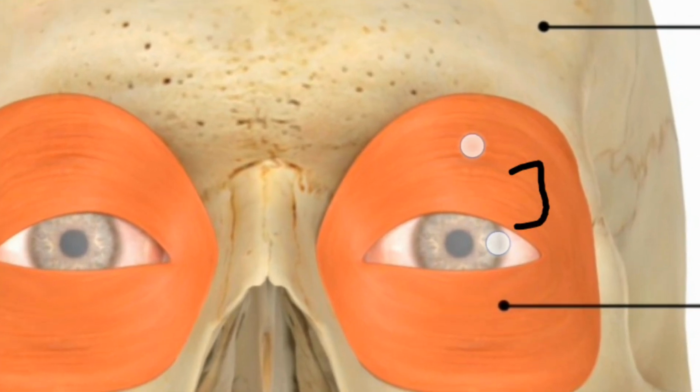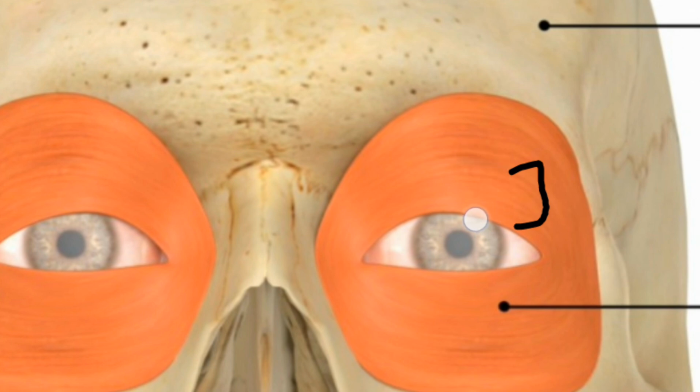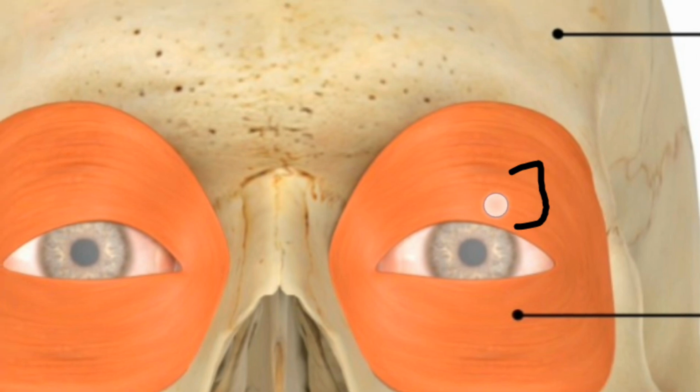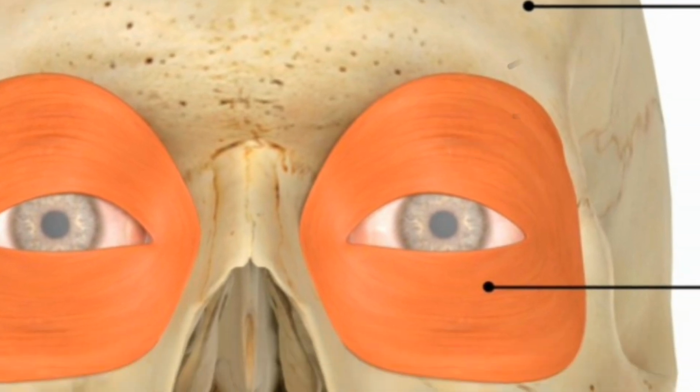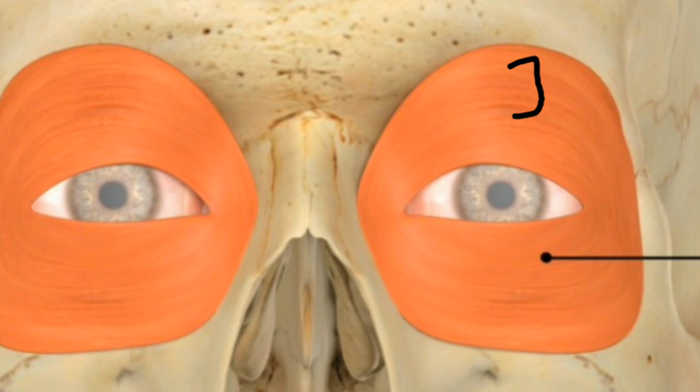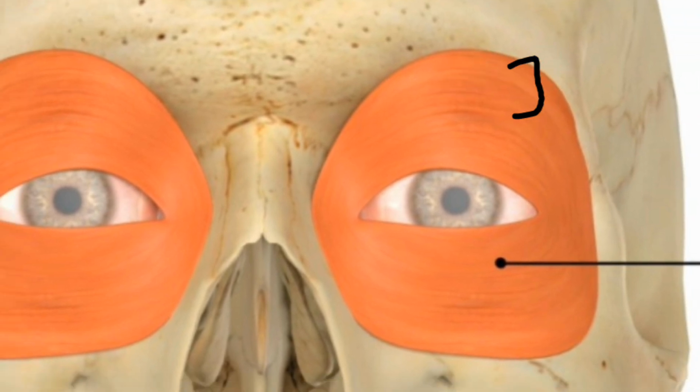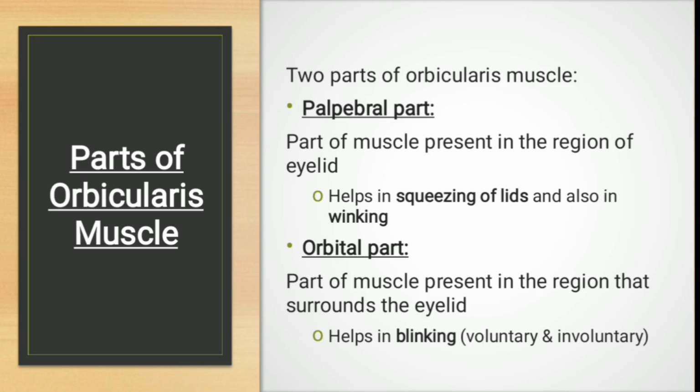So this part, which starts from the lid margin to this region, the palpebral sulcus, is the part of the orbicularis muscle that is lying under the eyelid. So this is the palpebral part, while the part of the muscle that surrounds the eyelid, this part, right, which is on the orbit, is the orbital part of the orbicularis oculi muscle, right?